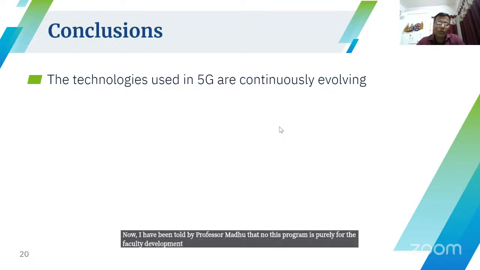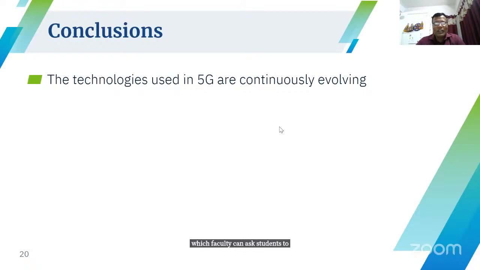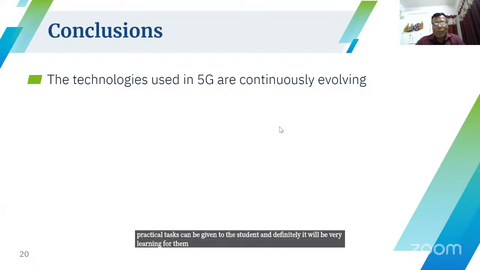So I would like to dwell upon some of the aspects which faculty can ask students to design or do as some practical. A very simple thing: simulation of beam forming using MATLAB. They can work out some small implementation using either Simulink or something where the phase can be changed with multiple antennas, and the beam can be formed and swapped. That kind of application as a practical task can be given to the student, and definitely it will be very good learning for them. Second thing is antenna pattern generation.